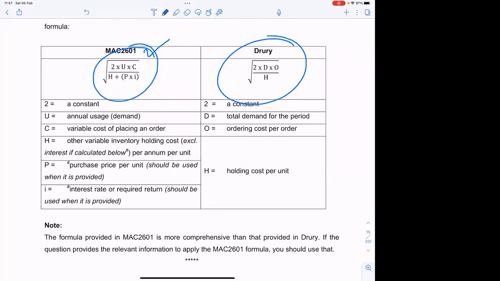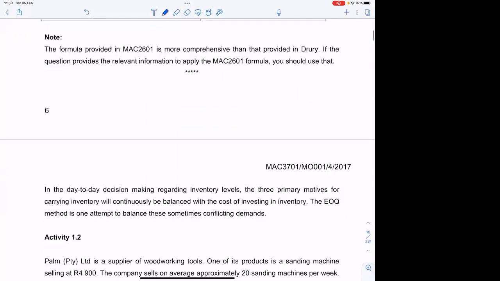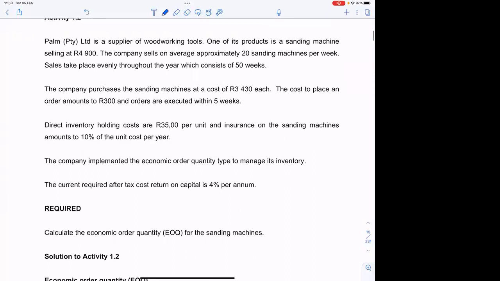Don't forget the holding cost. You will have your direct holding cost, your insurance, and also the cost of capital. But it doesn't mean that if the question does not give you one thing, insurance or the cost of capital, your life has ended. You just apply what you have been given. Right, so what we want to look at now, good people, is this question.